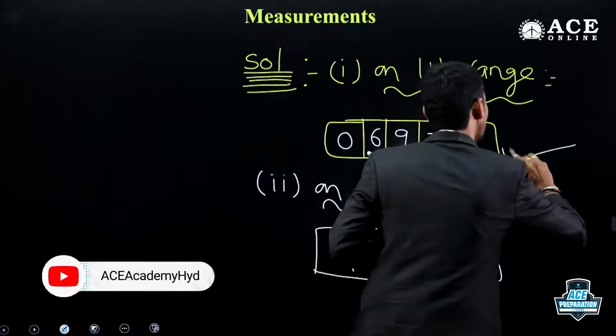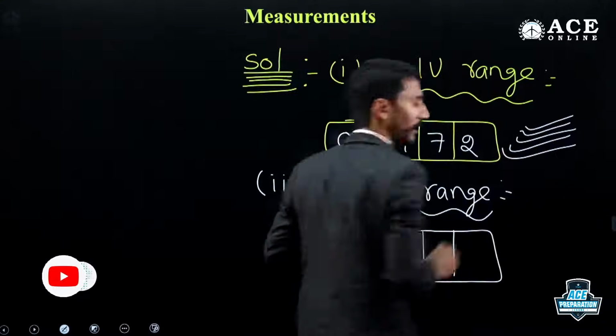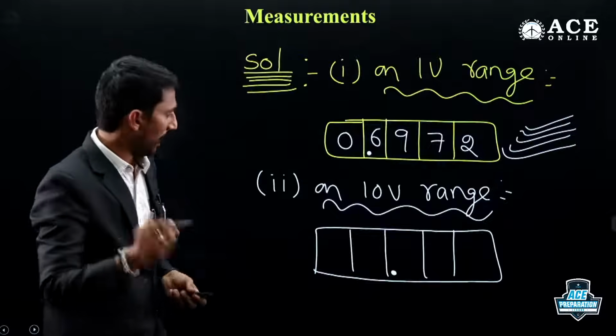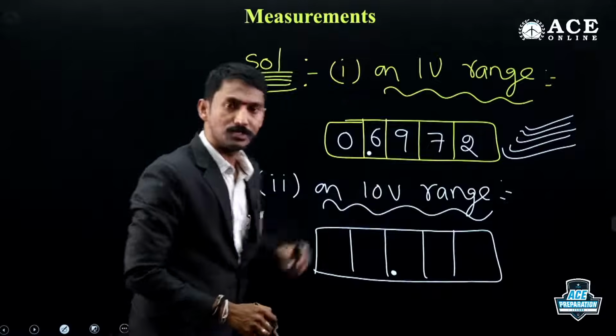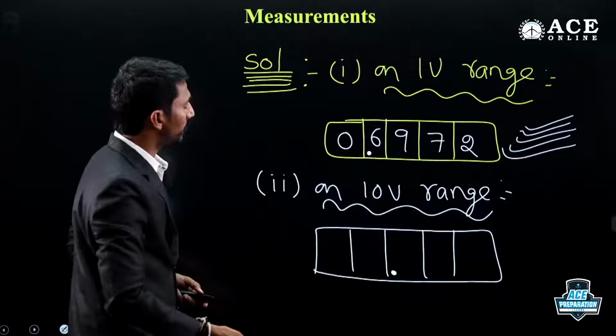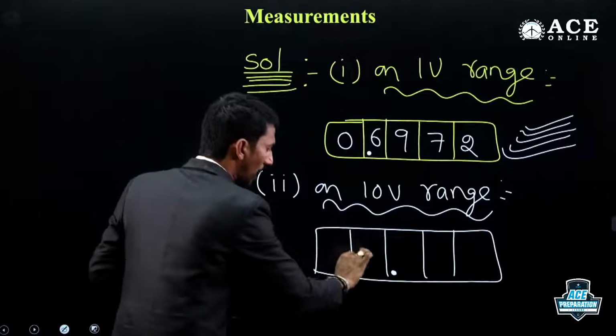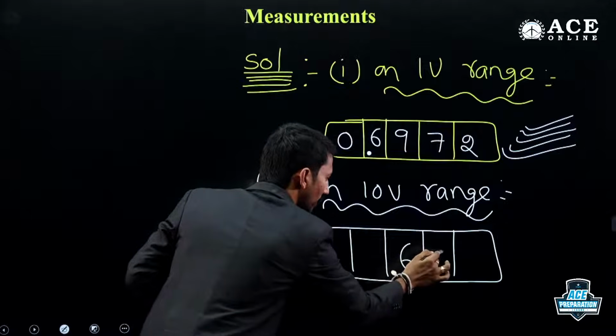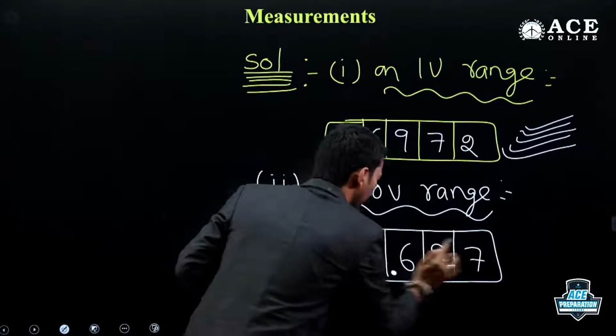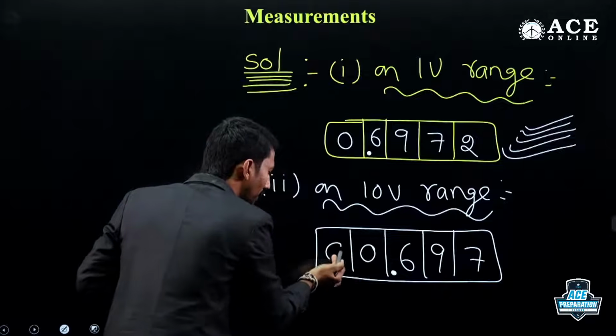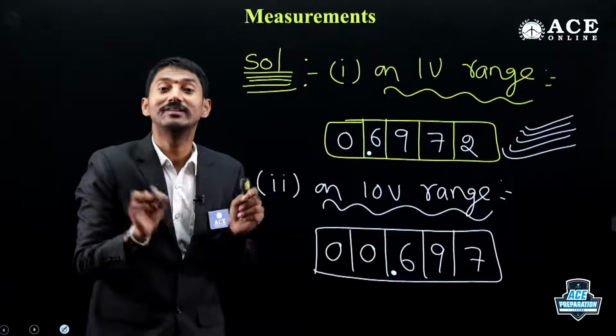0.6972. Yes, this is the corresponding display. Clear? And so, 10 volt range. Sir, from the decimal point you write the number. What is that? Here 697. So after the decimal, 6 is there, 9 and 7. So the other numbers directly. This is the shortcut technique.